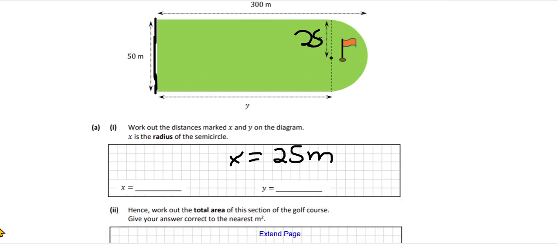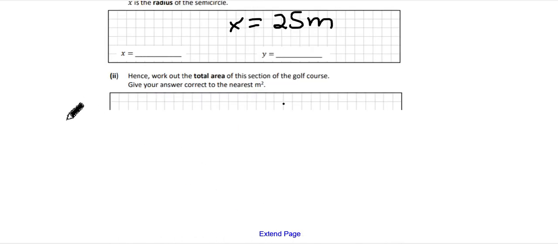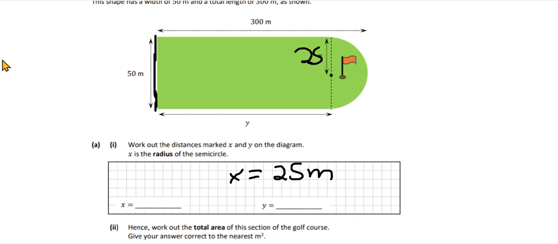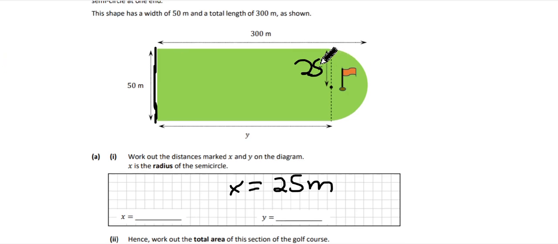Then we go to part 2. Work out the total area of the golf course. Well, I'd say that the golf course is made up of a rectangle plus a semicircle. Agreed? And if I'm looking for easy attempt marks, I'll take on the rectangle first. And I'll go, okay, rectangle, you're 50. Oh, harder than we gave it credit for, okay?